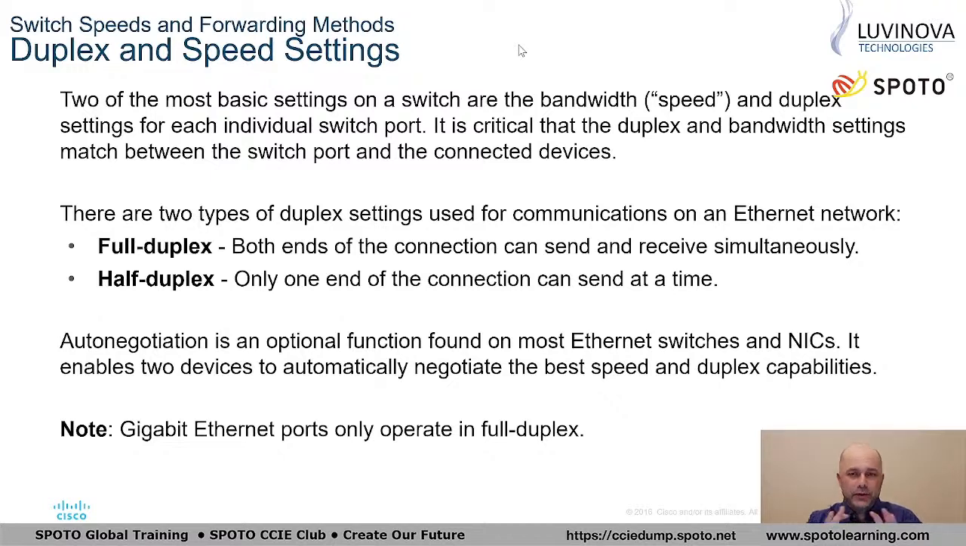This is just an example. The switch is working on full duplex, but to have negotiated communication, both must use the same duplexing. That's why networks have auto-negotiation. It is an optional function found in most Ethernet switches and NICs. NIC is a network interface card. It enables two devices to automatically negotiate the best speed and duplex capabilities.